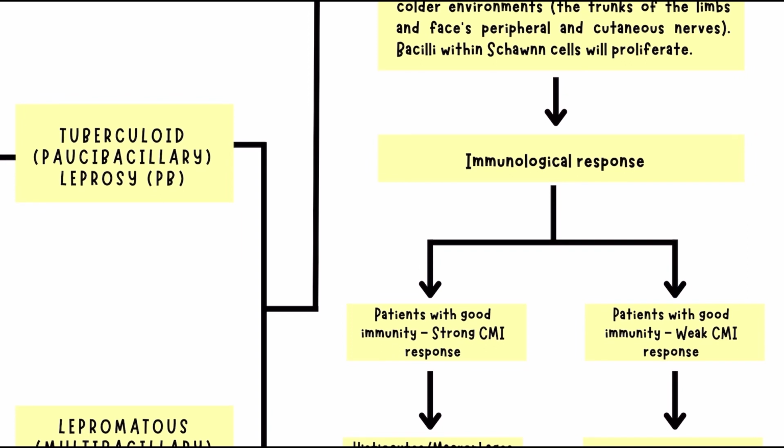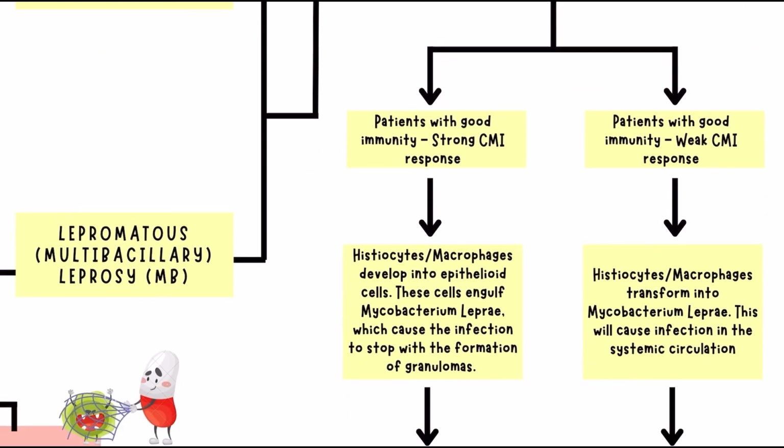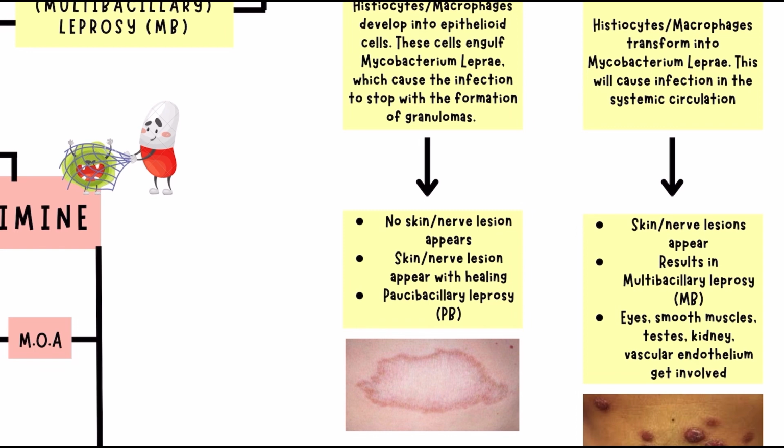In patients with good immunity that have a strong cell-mediated immunity response, histiocytes or macrophages develop into epithelioid cells. These cells engulf Mycobacterium leprae, which causes the infection to stop with the formation of granulomas. As a result, no skin or nerve lesions appear or they appear with healing. This type of leprosy infection is the outcome of paucibacillary leprosy.